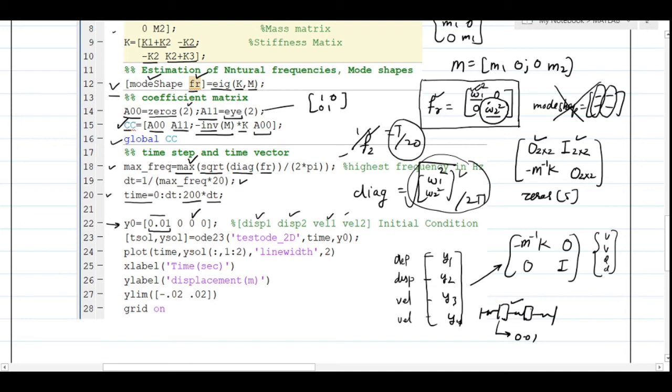If you want to give some displacement to your second mass, that will be the second place, and finally the velocity of the second mass will be at the first place. So this is the order of your initial input value.